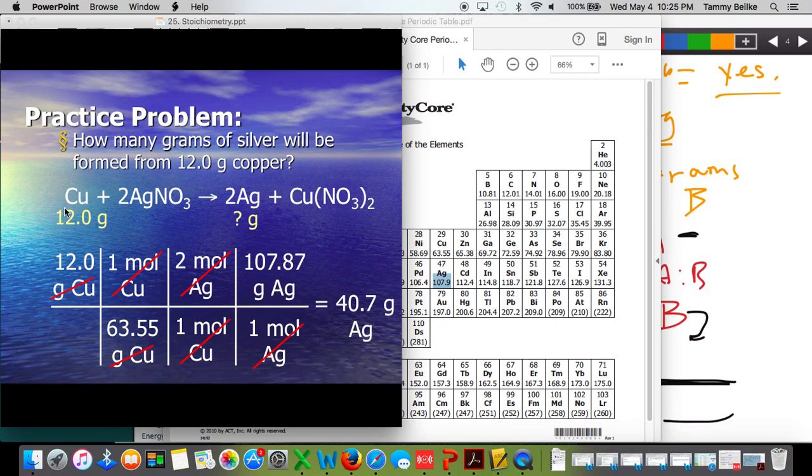Okay, so that means if I have a 12-gram piece of wire of copper, and I had unlimited amount of silver nitrate, I could plate out 40.7 grams of silver. You can then go look up what's the price of silver now and see what kind of rate you could sell that silver as.